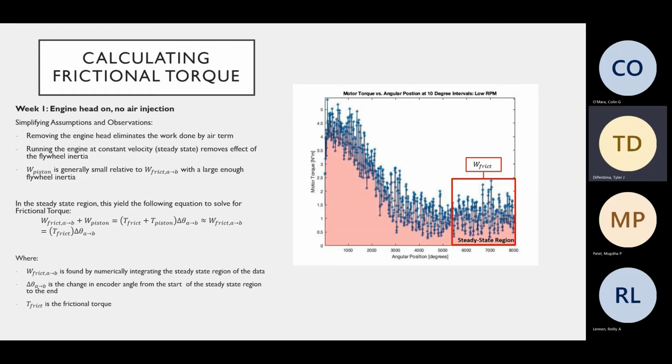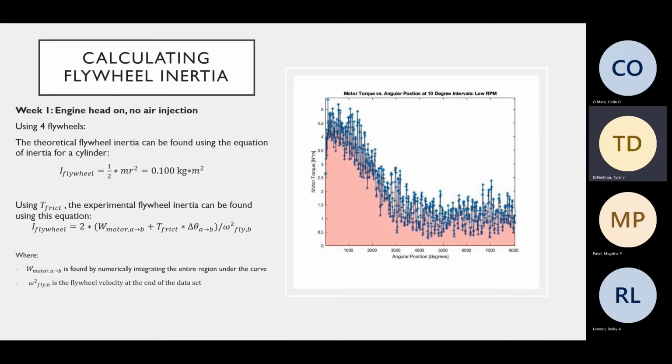Other assumptions made include that the work done by the piston could be ignored since frictional work should be much greater in comparison with a large enough flywheel inertia. After collecting data, the frictional work was calculated by numerical integration over the steady state portion of our data, as seen on the graph on the right. To calculate the flywheel inertia term, the work energy balance was solved using the calculated motor and frictional work terms. The theoretical value for flywheel inertia was also calculated to serve as a comparison tool.